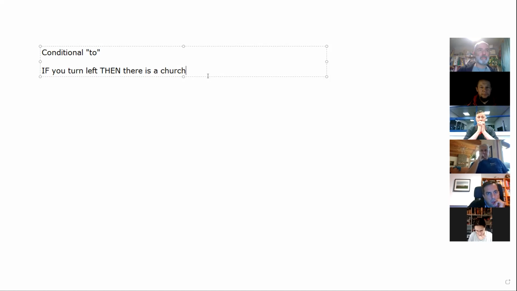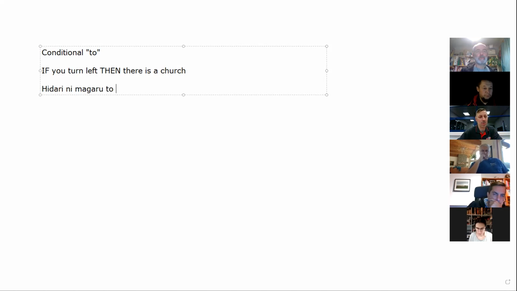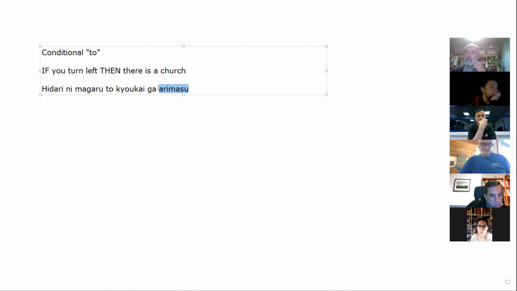So the way we would translate this is hidari ni magaru to, and then kyokai ga arimasu. So quite often you'll see where we're using this "to" conditional is that this will be arimasu or desu. It will be a complete fact.